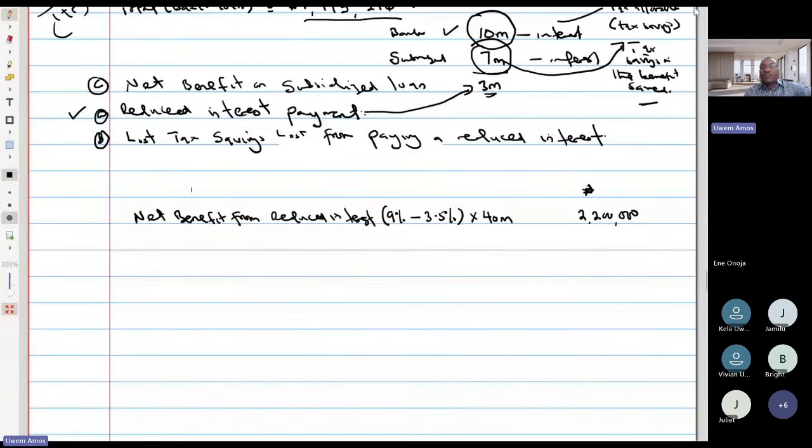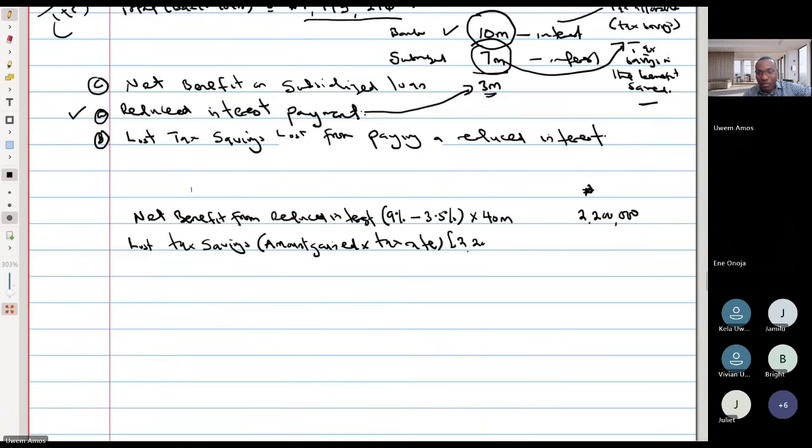Any question on that benefit? All right, now we know how much they're getting from the subsidized loan. However, because they've gotten a subsidized loan, they're going to lose the tax savings on that amount. So the lost tax savings is basically the amount gained multiplied by the tax rate. The amount gained is 2.2 multiplied by the tax rate of 20%.